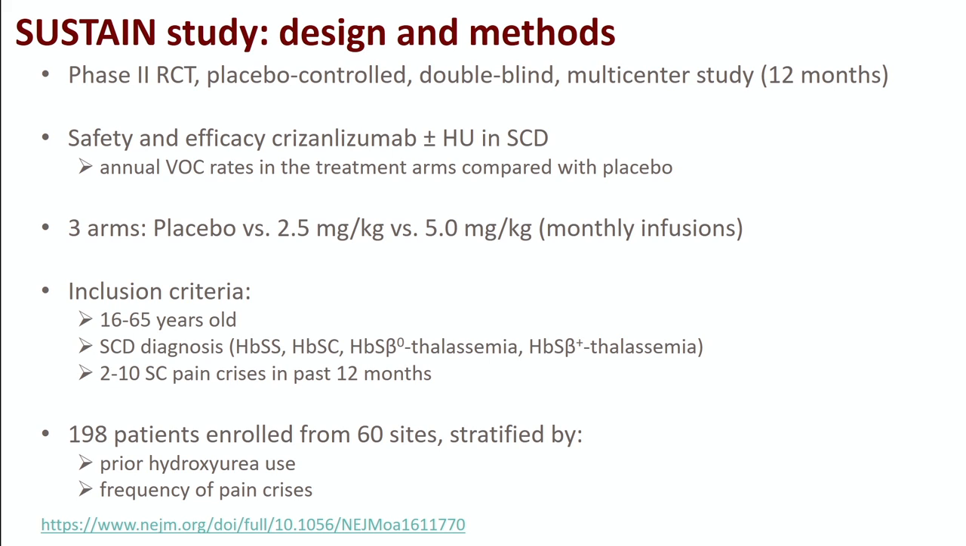The inclusion criteria listed there. One thing of note is that it was for people who had frequent episodes of pain, so anywhere from 2 to 10 episodes of acute crises that would lead them to the hospital or the emergency room within a 12-month period. It was 198 people that were enrolled from multiple sites across the country and outside of the country, and it was okay for them to be on hydroxyurea, but they could not be getting blood transfusions.